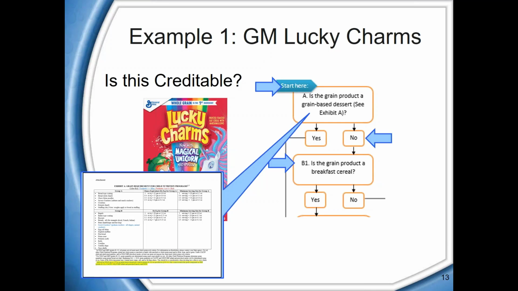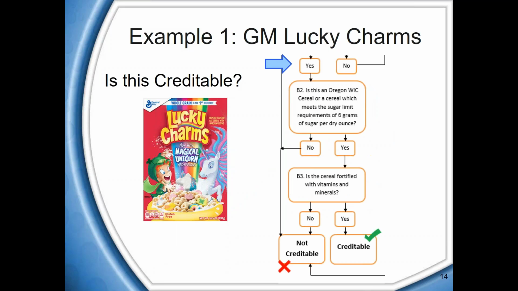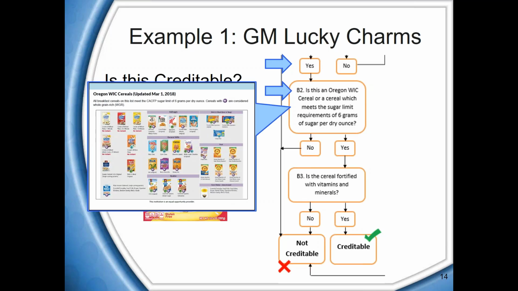So we'll move on to B1. Is the grain product a breakfast cereal? The answer is yes. Going down the chart, let's see the next question, B2. Is this an Oregon WIC cereal or a cereal which meets the sugar limit requirements of 6 grams of sugar per dry ounce? Let's pull up the WIC cereal list. Is it on there? No, it's not.